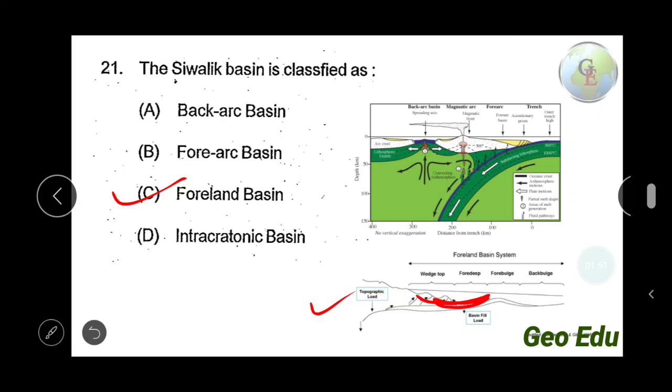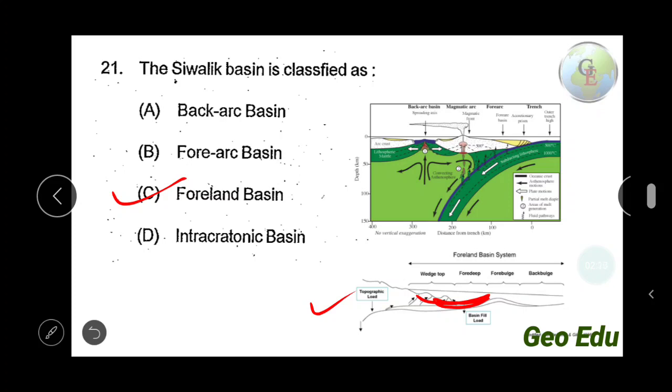So the Himalaya is a folded mountain belt. Because of the pressure produced by the Himalaya, on the frontal side of the Himalayan mountain there will be a Foreland Basin, and the Siwalik is this type of basin, so it is a Foreland Basin.